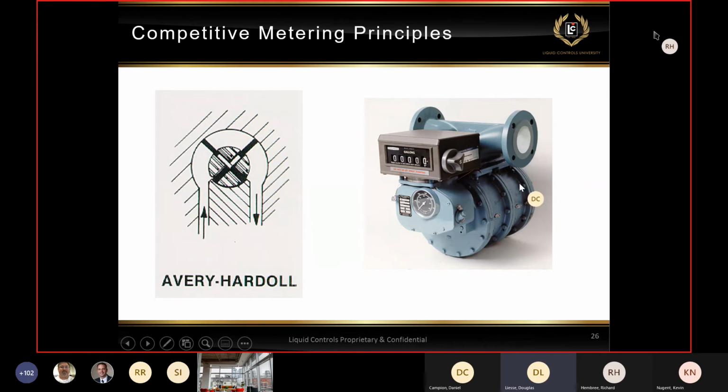Avery Hardall was originally designed in the UK, so it's a very popular international meter because it was around for many, many years. It's also one that's probably the most copied. There's a number of companies in Europe that have copied it: Satam, which is a French company, Alphonse Haar, a company located in Germany, and also Isoil from Italy. And there's probably others because it's a very popular international meter design, and therefore it has been copied by a number of companies.